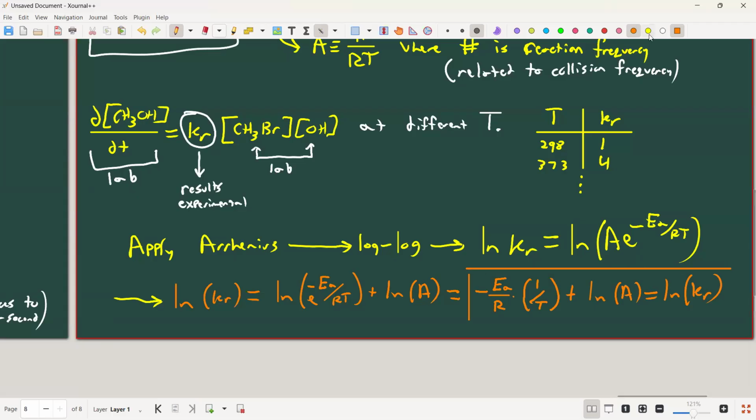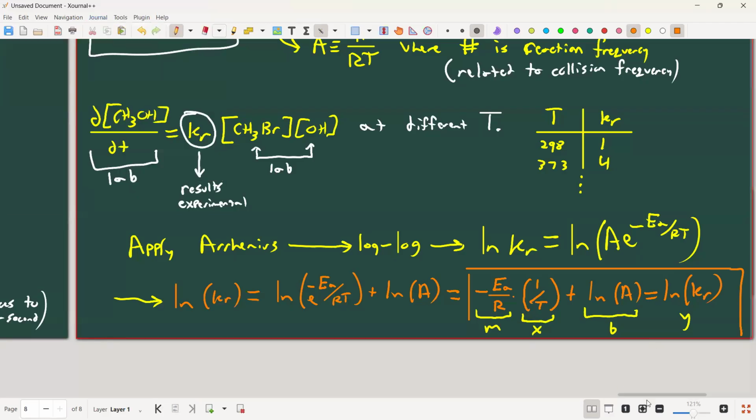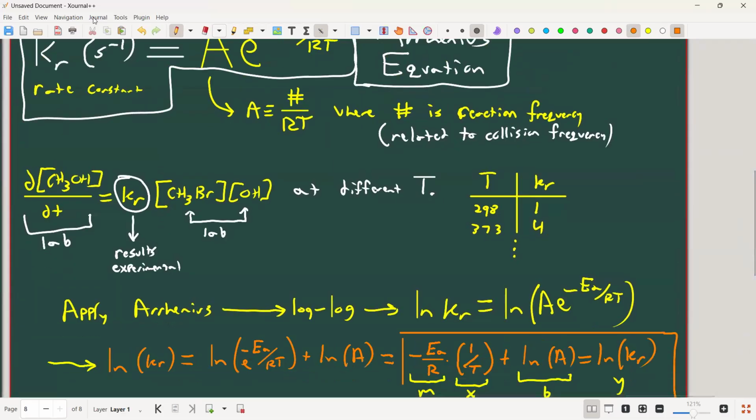All right, why is this important? Well, if we call this Y and this thing here M, and define our X variable to be 1 over T and log of A to be our intercept, we have a line. This is a linear function. All right, we have Y equals mx plus b. Do I have any room left on this board? No, I'll go to the next board.